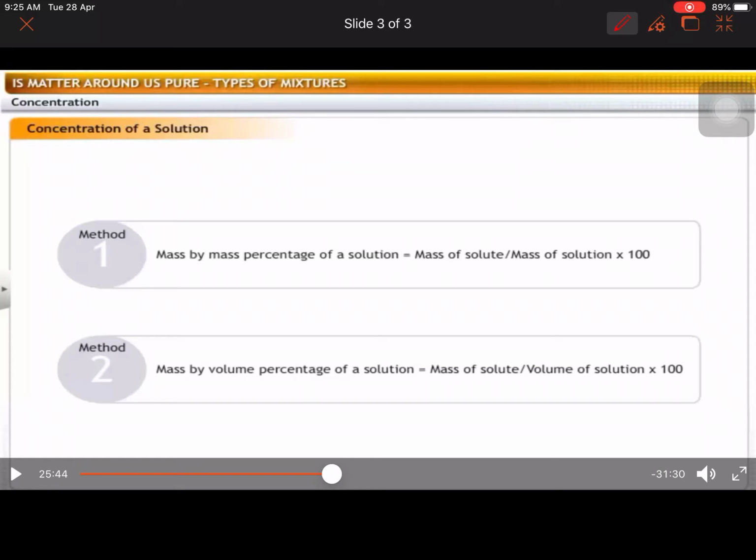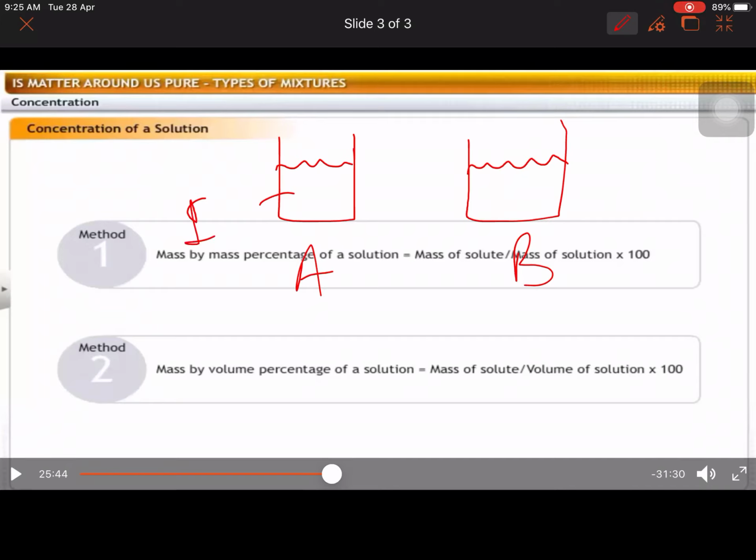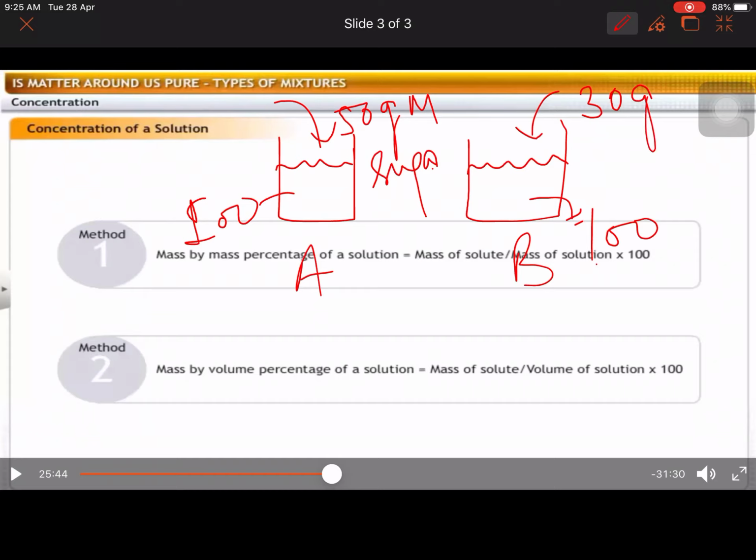Say I'm having two beakers, right? Beaker A and beaker B, and in each beaker the amount of liquid is the same. Suppose this is 100 ml and this is 100 ml. Now I add 50 gram sugar in A, right? And in B, I'm adding 30 gram sugar. So you can see which beaker is having more concentrated solution.